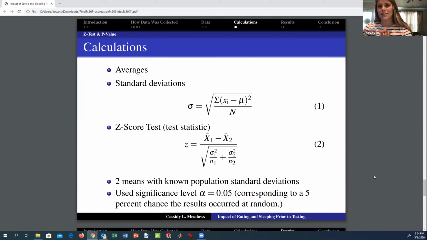And then when I did the Z-score test, I used a significance level of 0.05, and this says that there's a 5% chance the results occurred at random. I used this one because I really had to do research on it, because I've only had one stat class really in college. I had to do research because I didn't know which alpha to choose, and so I chose this one because it is the most common one to choose. So that's why I chose it. And then I'll tell you a little bit of what it means in a second.